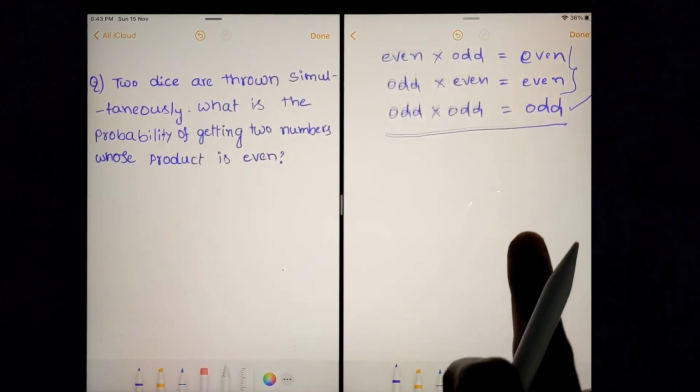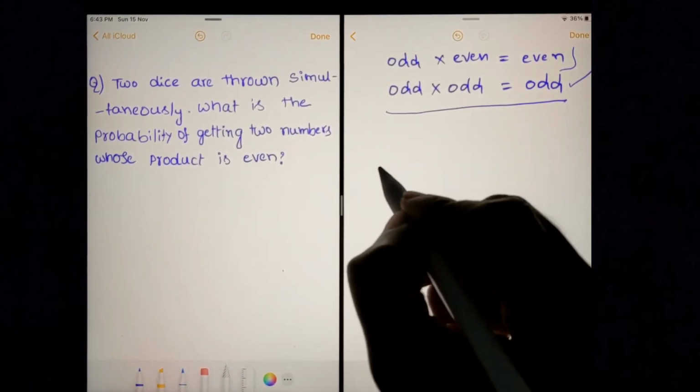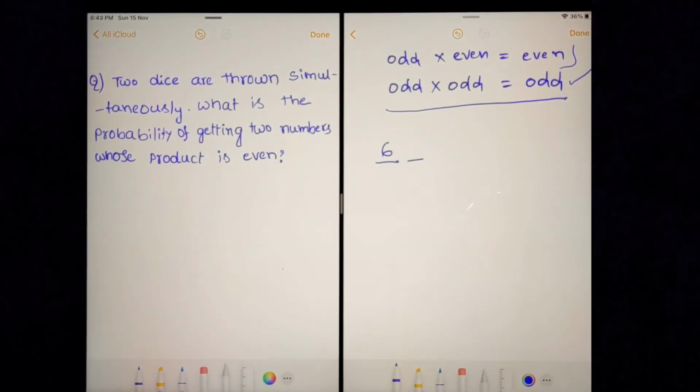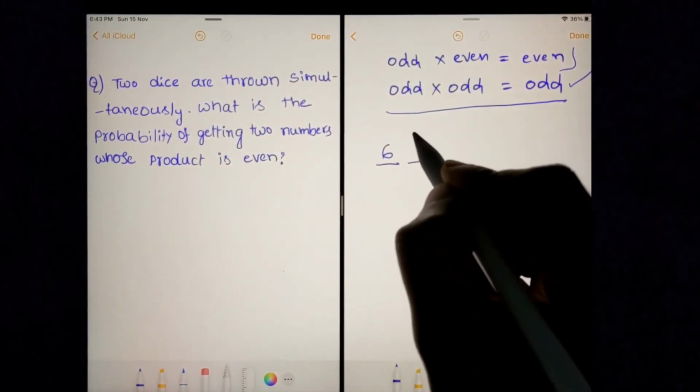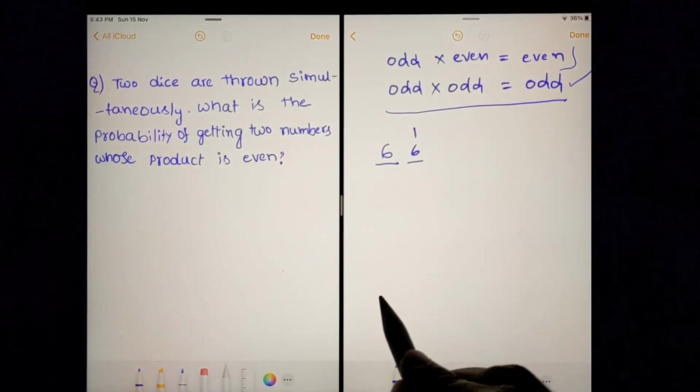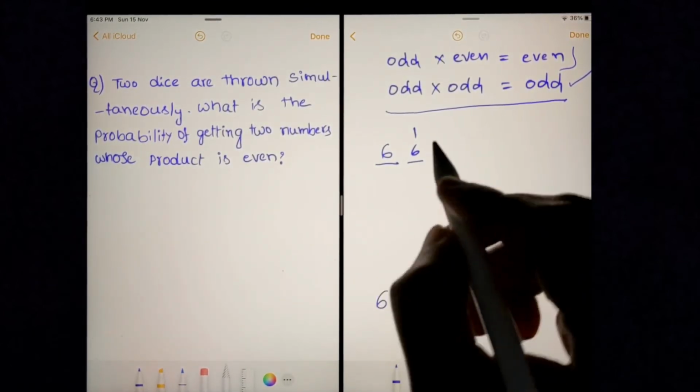Let's solve the problem now. I will start with 6. If the first number is 6, the second number doesn't matter. 1 to 6 satisfies our condition. So this is 6 outcomes.